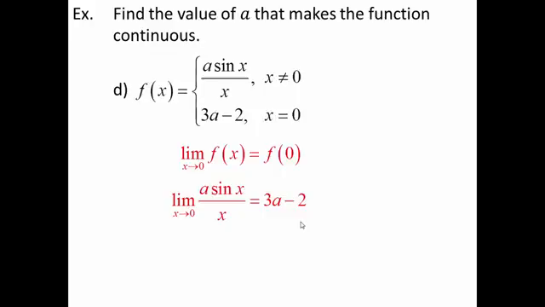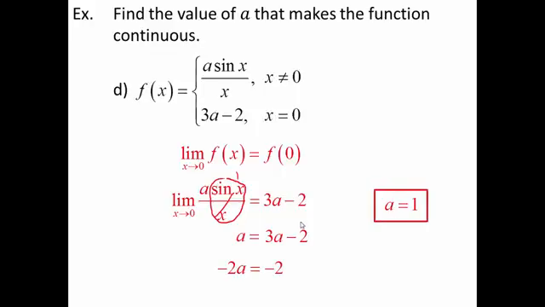Now here I'm going to remember something from the first lesson. Sine of x over x, that looks familiar. Well, the limit as x approaches 0 of sine of x over x is and always will be 1. So then this limit side will simplify just to a. On the right side, I still have 3a minus 2. I can now solve for a. Subtracting 3a on both sides, dividing by -2, a equals 1.